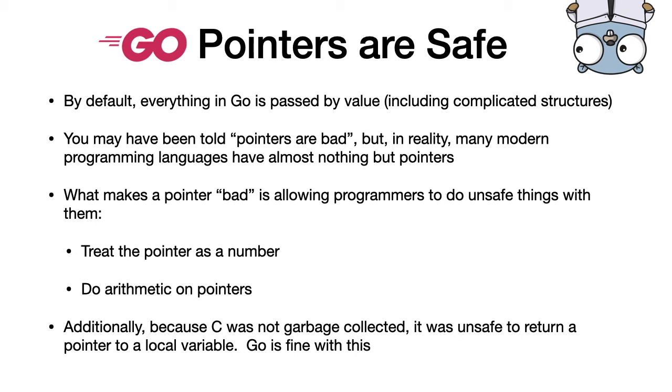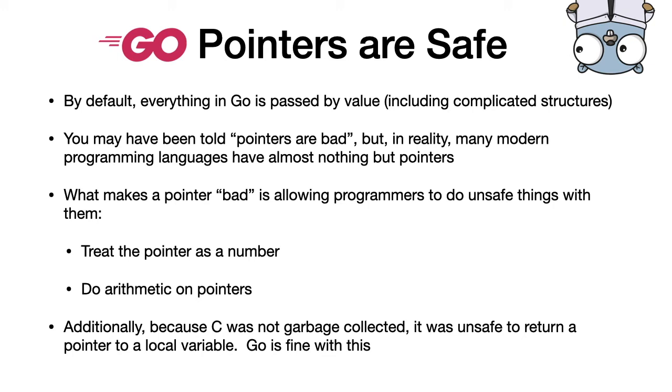The thing about pointers is that in most programming languages, they actually may be nothing but pointers. For example, in Java, pretty much everything except the basic types are pointers. What makes a pointer bad is when you allow programmers to do unsafe things with them. In C, you could treat the pointer as a number and do arithmetic on it, and that led to all sorts of trouble. Additionally, because C wasn't garbage collected, it was unsafe to return a pointer to a local variable. But Go is fine with this because it is garbage collected, so you don't have that problem.